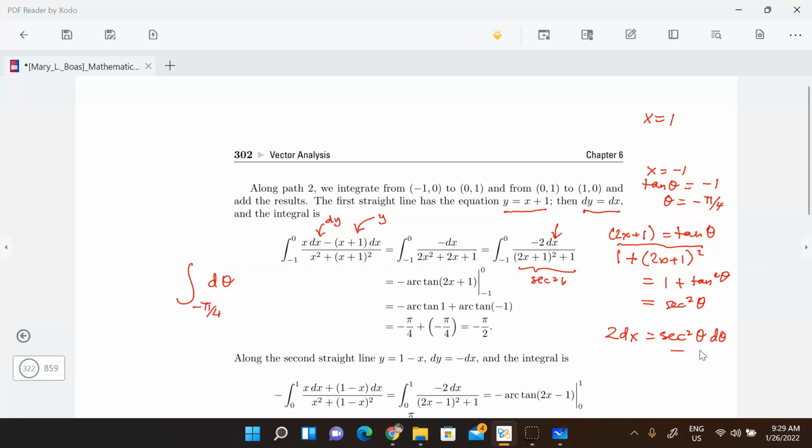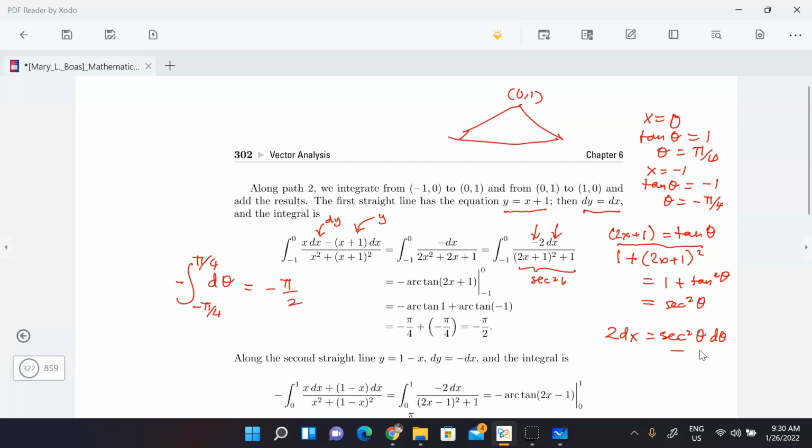Sorry, x equals 0. Remember the top point is 0, 1. Sorry about that. Okay, the top point is 0, 1, so x equals 0 there. Then your tangent theta will be equal to 1, so theta will be pi over 4. So the integration of that would now give you, I think I forgot the minus sign there. There's a minus sign there, so it should be a minus sign. That will give you minus pi over 2.